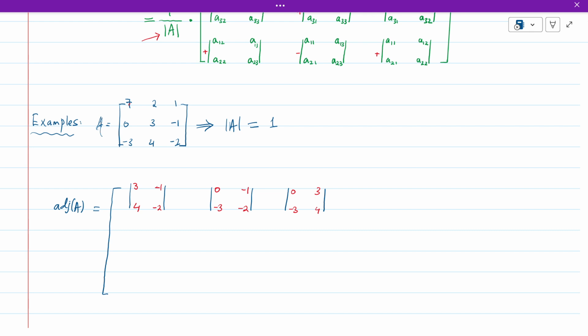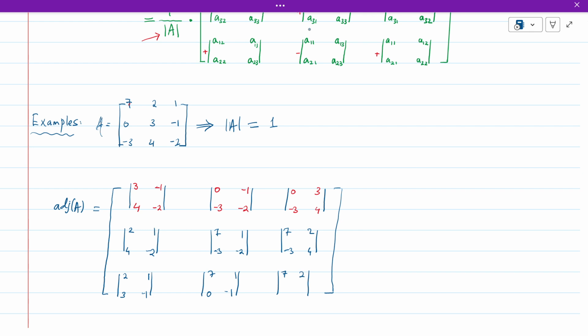Okay, and you continue in that manner. So I will not put the lines now. I will try to write all the other numbers myself. Determinant of 2, 1, 4, -2. Determinant of 7, 1, -3, -2. Determinant of 7, 2, -3, 4. Determinant of 2, 1, 3, -1. Determinant of 7, 1, 0, -1. And last, determinant of 7, 2, 0, 3.